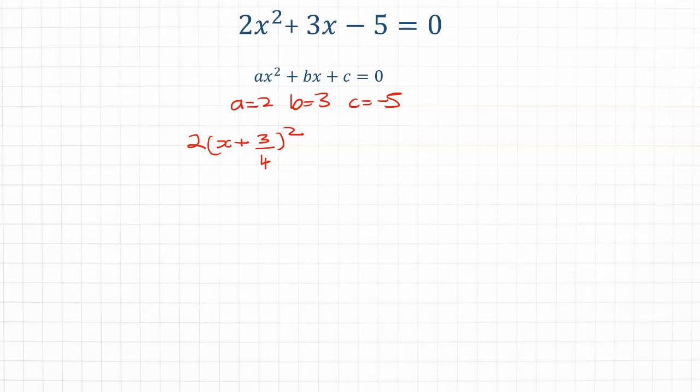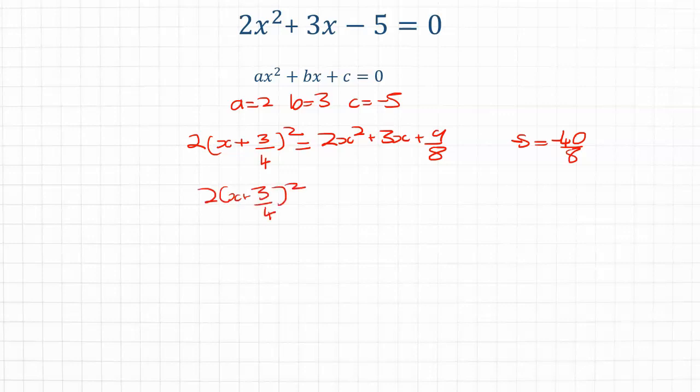We now have part of the answer. If we multiply this out, we get 2x squared plus 3x plus 9 over 8. But we originally had minus 5 on the end: 2x squared plus 3x minus 5. Now minus 5 expressed as an improper fraction is minus 40 over 8. So to get our original quadratic, we need to subtract 49 over 8 from 2 times x plus 3 over 4 squared.